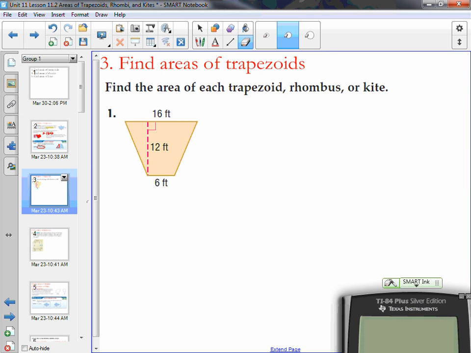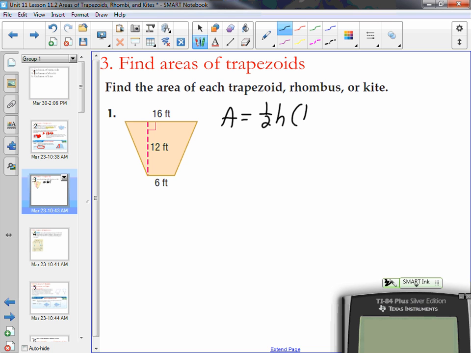All right, so let's see what kind of thing we're going to do. Let's start with an easy one. On page 777, wow, they give us everything we need, don't they? So, area equals 1/2 times the height times the sum of the bases. So area equals 1/2 times 12 times the sum of the bases, which would be 16 plus 6.